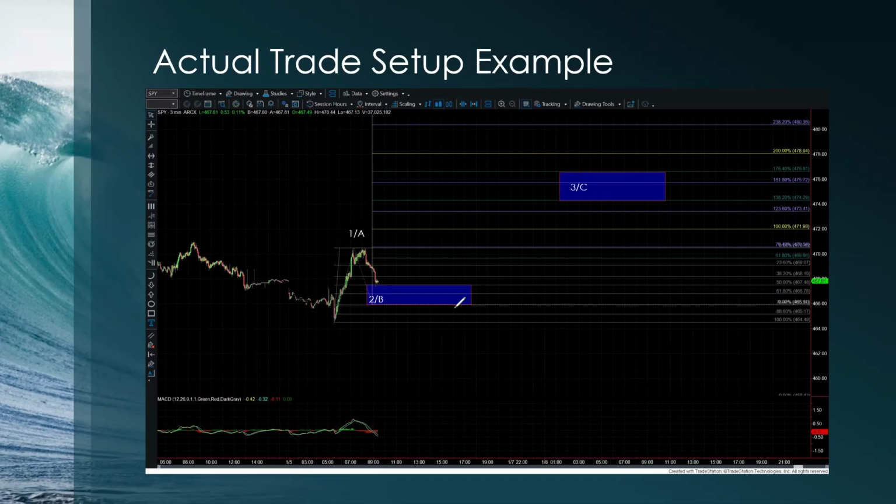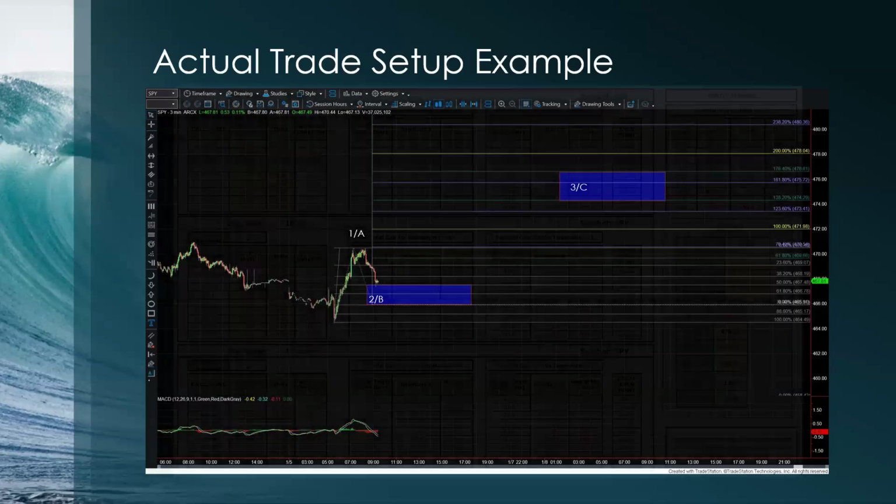We looked for a corrective retrace for wave 2/B here. And again, our retracement zone at this point was 61.8 to 76.4 retracement of this wave 1. And what we were looking for is a wave 3 to begin at this point, targeting our 138.2 to 176.4 extension to give us a profitable trade setup on this.